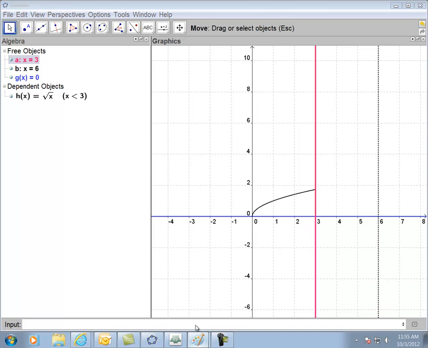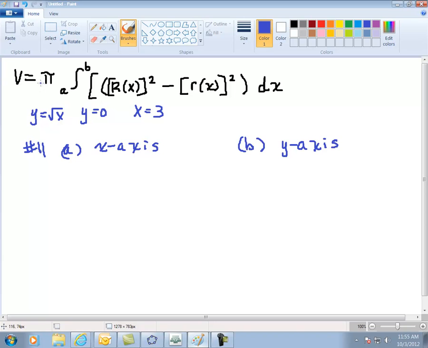Let's go back and look at our formula. Our formula tells us that volume is equal to pi times the integral from a to b of our outer radius, that's capital R squared, minus our inner radius. The inner radius comes into play if we have a hole in the middle. But in a solid generation, such as the one we have when we go around the x-axis, this becomes 0. So all I'm concerned with is the outer radius.